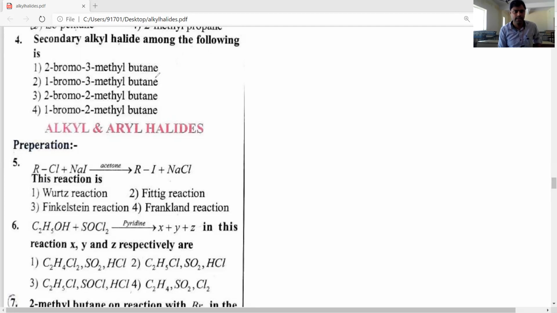Secondary alkyl halide. Let's see the first option, 2-bromo 3-methyl butane. Butane means 4 carbon atoms. Just a rough skeleton structure only I am drawing. 4 carbon atoms, 1, 2, 3, 4. At the third carbon, one methyl group is present, CH3, and at the second carbon bromine is present.